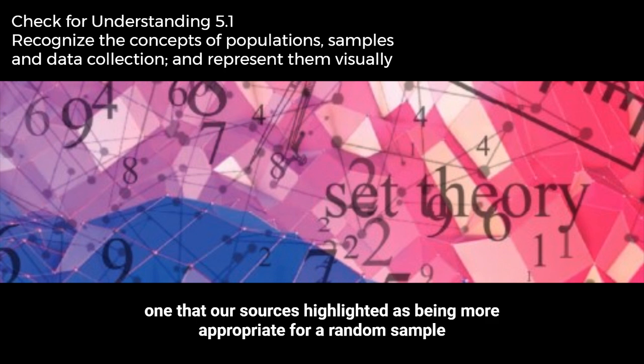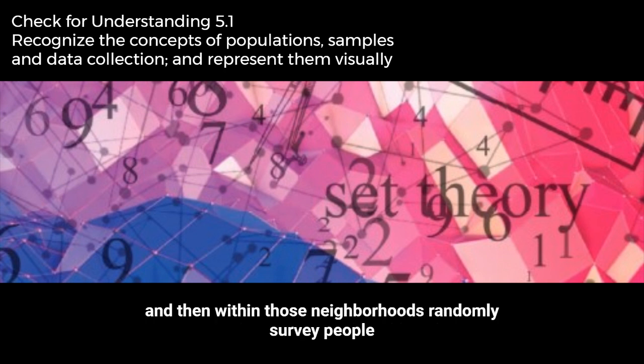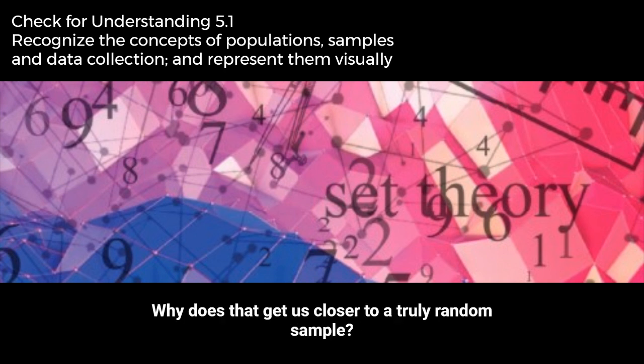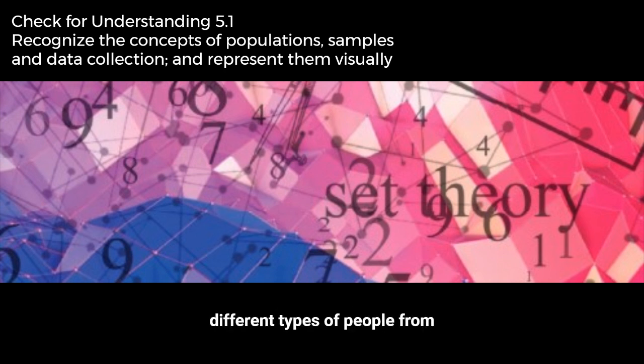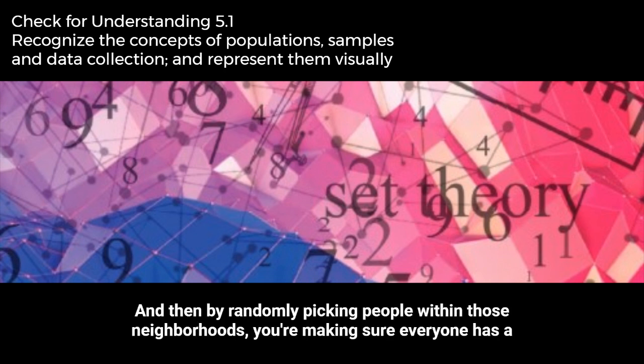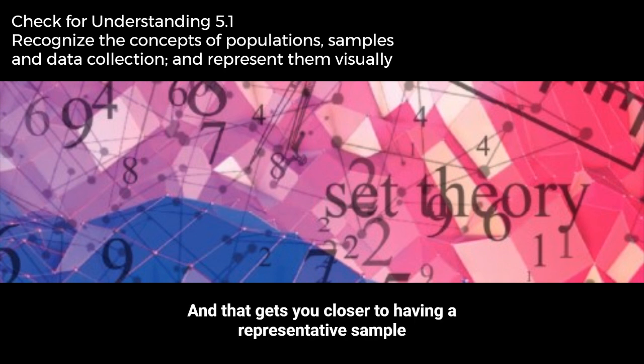But there was another option, one that our sources highlighted as being more appropriate for a random sample. Yeah, the idea is to randomly pick different neighborhoods in the city and then within those neighborhoods randomly survey people. Okay, why is that better? Why does that get us closer to a truly random sample? Because by starting with randomly picking neighborhoods, you're more likely to include different types of people from different areas of the city. More diversity. Exactly, like different income levels, different ethnicities, all that. And then by randomly picking people within those neighborhoods, you're making sure everyone has a chance to be included. Okay, so it's like layers of randomness to really capture the diversity of the city. Right. And that gets you closer to having a representative sample.